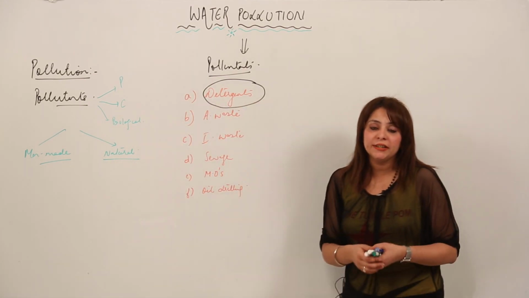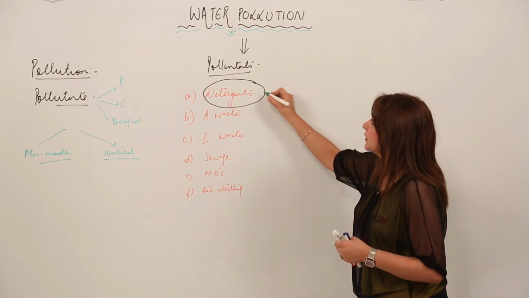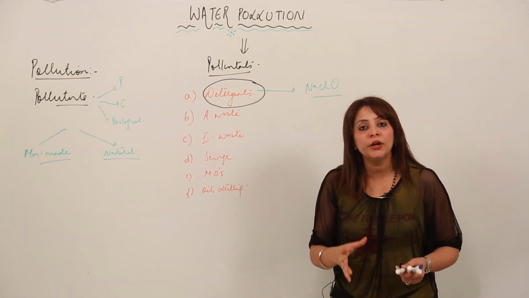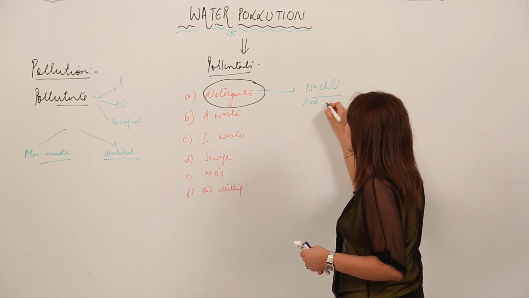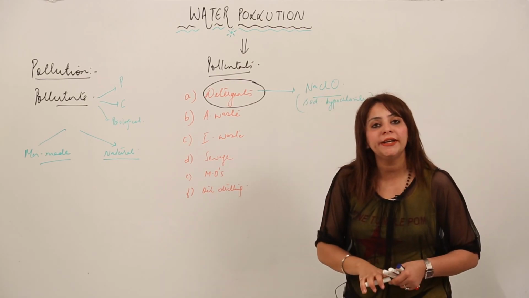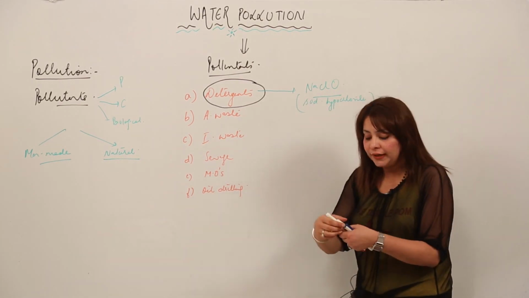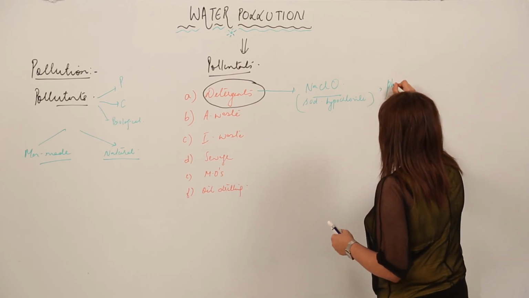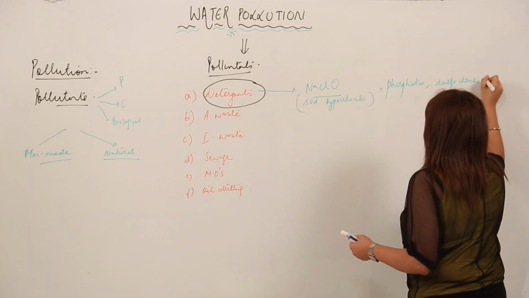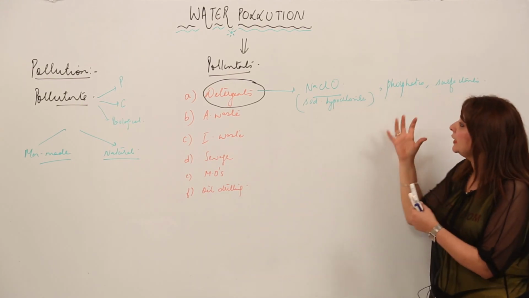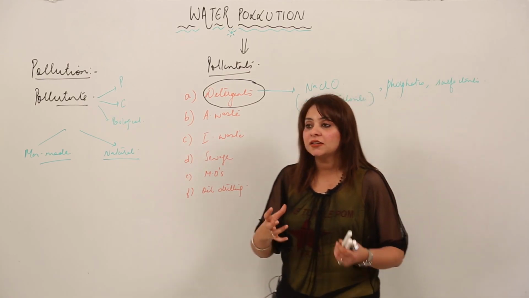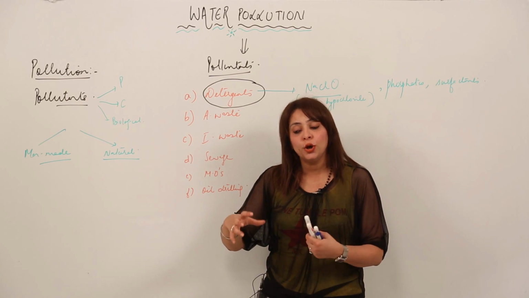Do you know what detergents actually contain? Most detergents contain sodium hypochlorite. I'll write the name also: NaClO, that is sodium hypochlorite, and along with that they have phosphates and also surfactants. These 3 things, the sodium hypochlorite, the phosphates and the surfactants, are the substances needed for the detergent to serve its use.